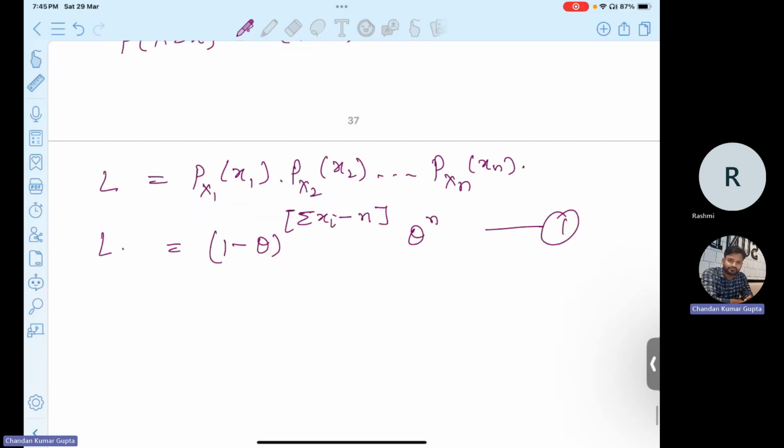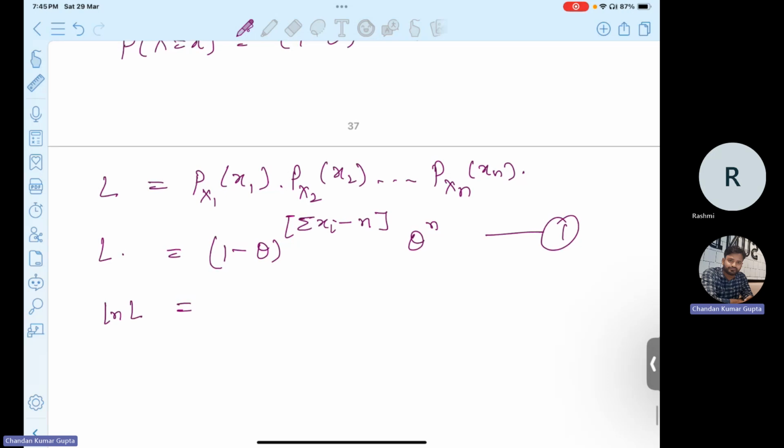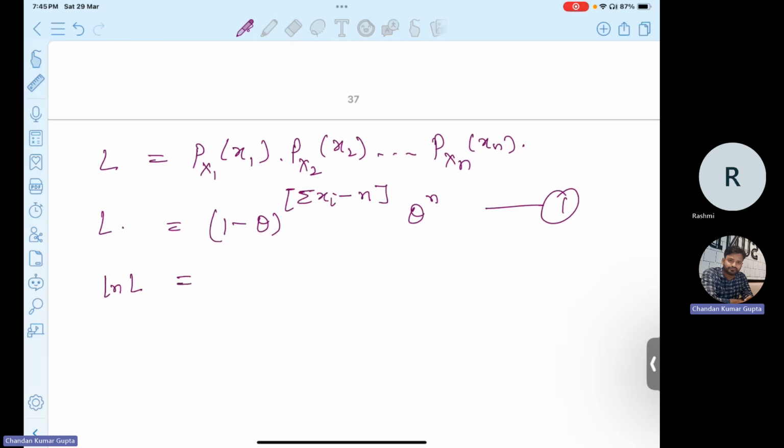Now for simplicity, again taking log on both sides. So it is log of L, the log likelihood function. When we consider log, it is summation of xi minus n, times log of 1 minus theta, plus n log of theta.